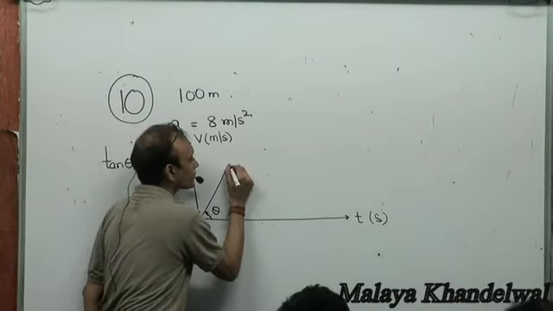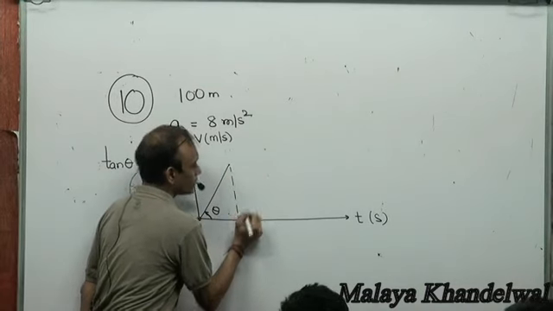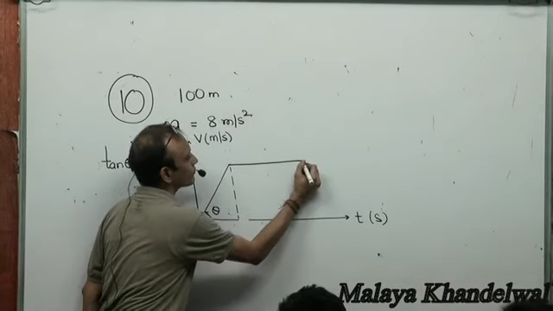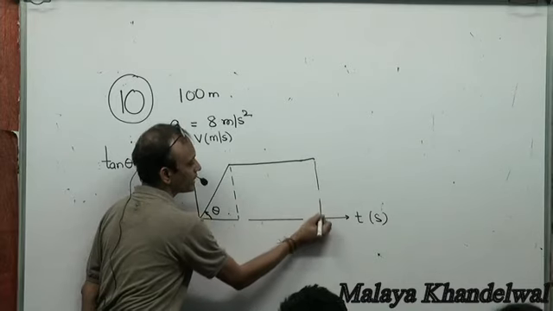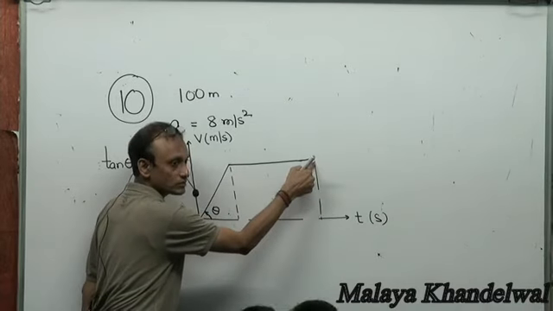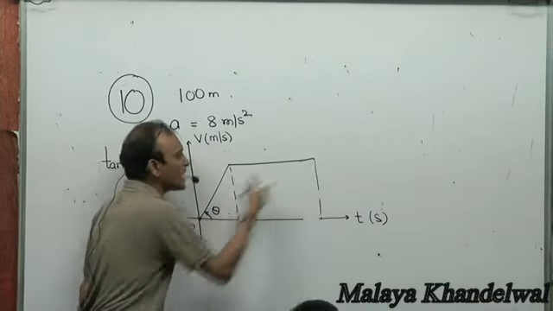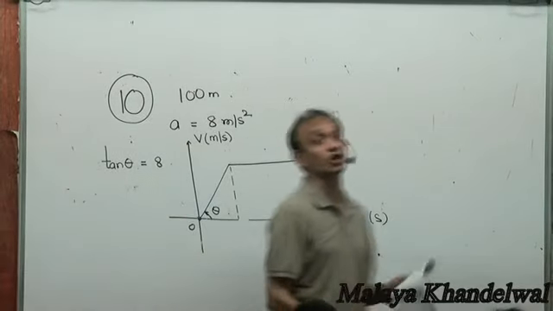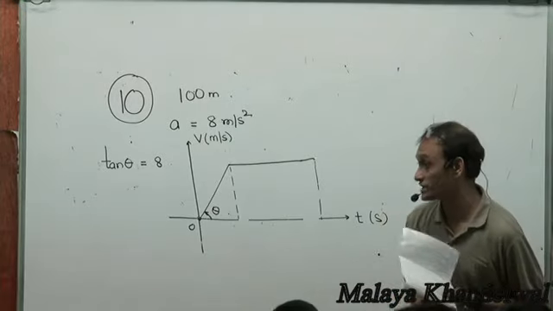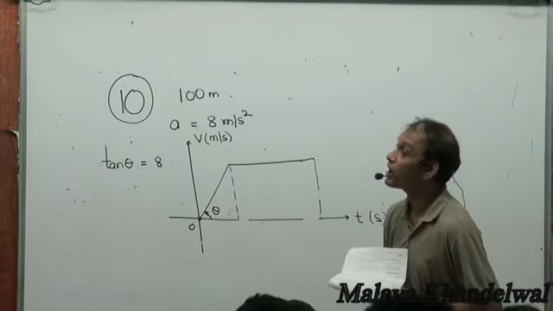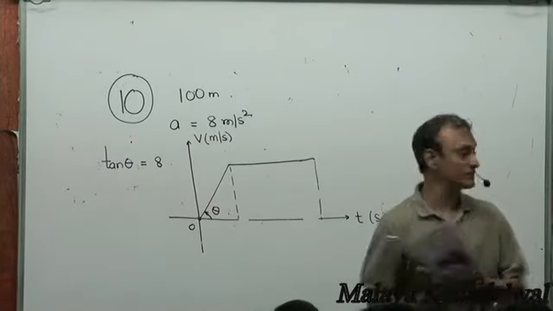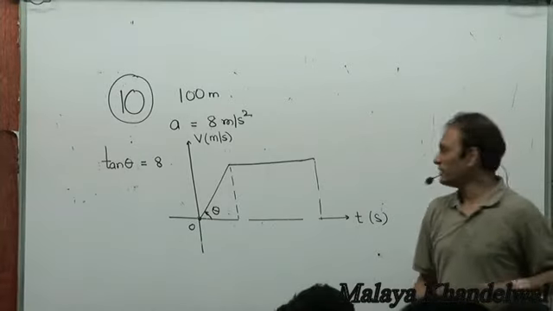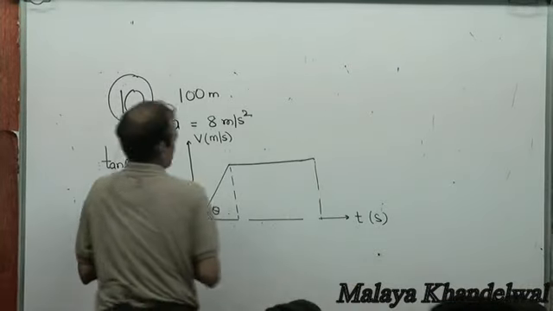And then for some time it moves with constant velocity. And in the process, this entire area would be 100 units, which is the total displacement. Area under the velocity time graph is the total displacement, which is known to be 100 meters. Yes or no? Right? Very simple.